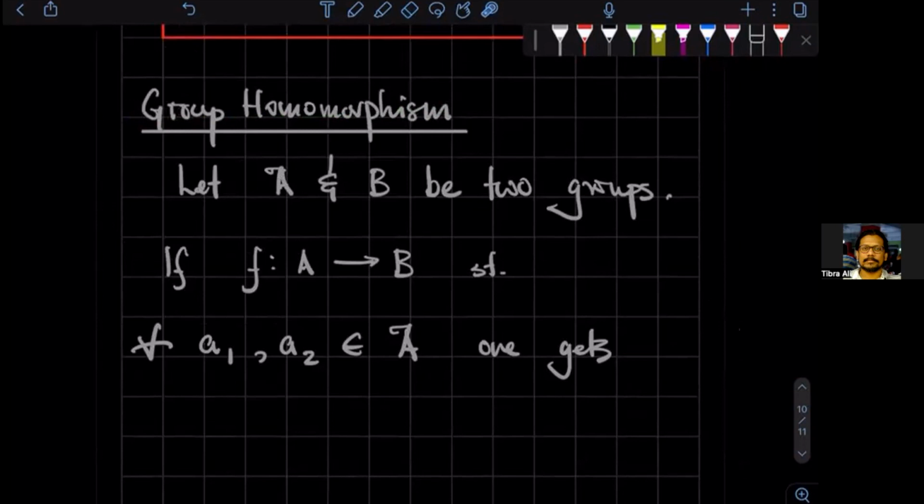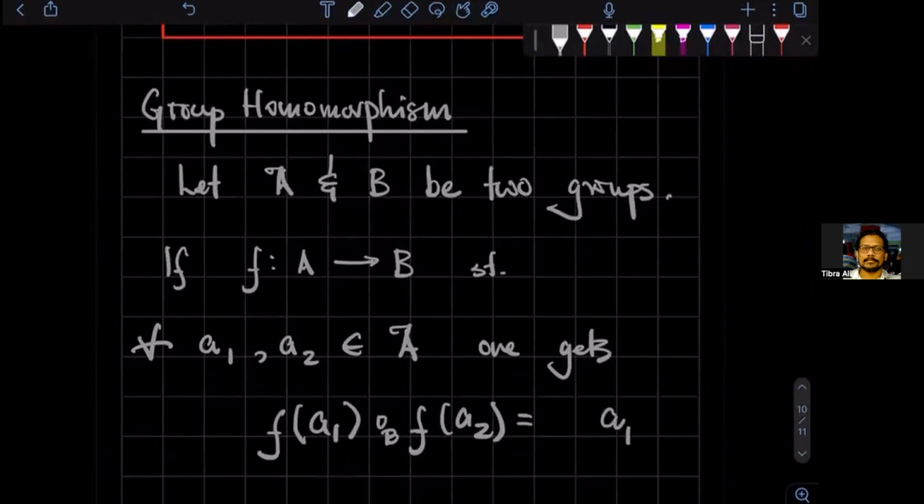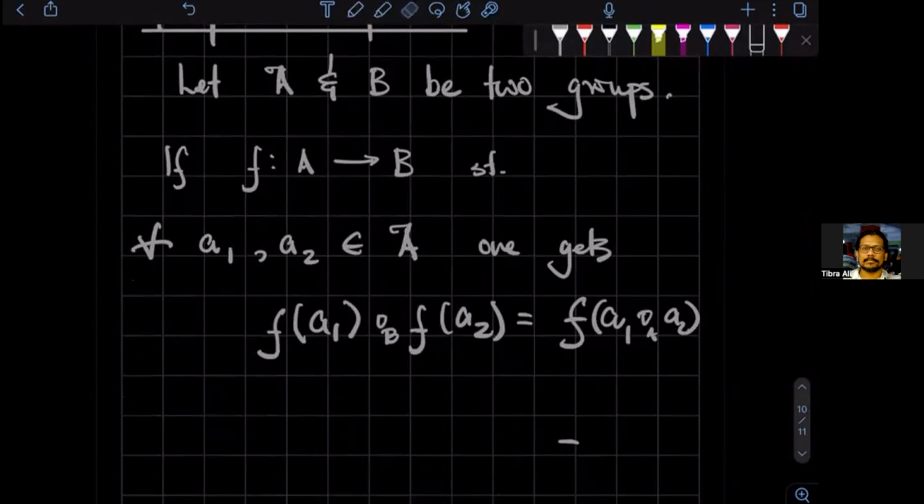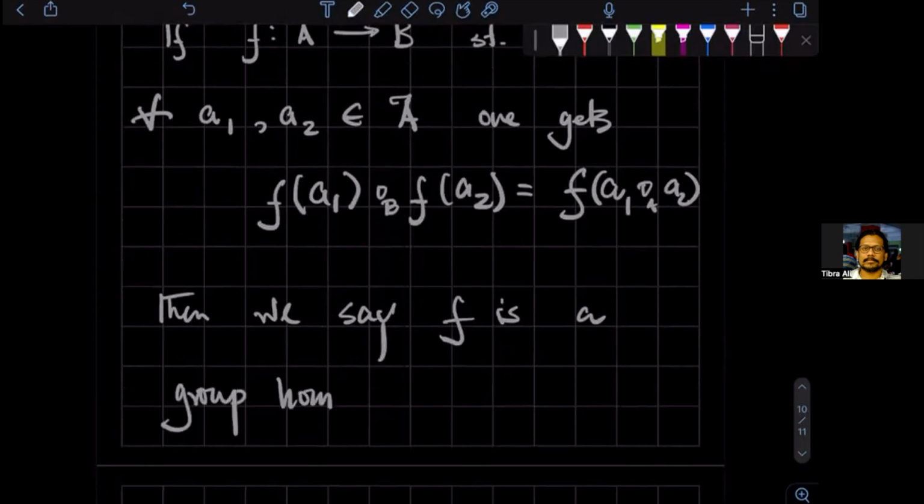So let's talk about group homomorphism. Let A and B be two groups, and F a map from A to B, such that for any A1 and A2 in the first group, one gets F of A1 times F of A2. This multiplication will be in the second group, so let's give it a subscript B. That is equal to, if you first multiply A1 and A2 in the first group and take its map, then they coincide. So if the map F satisfies this, we say F is a group homomorphism. Is this clear what I mean?